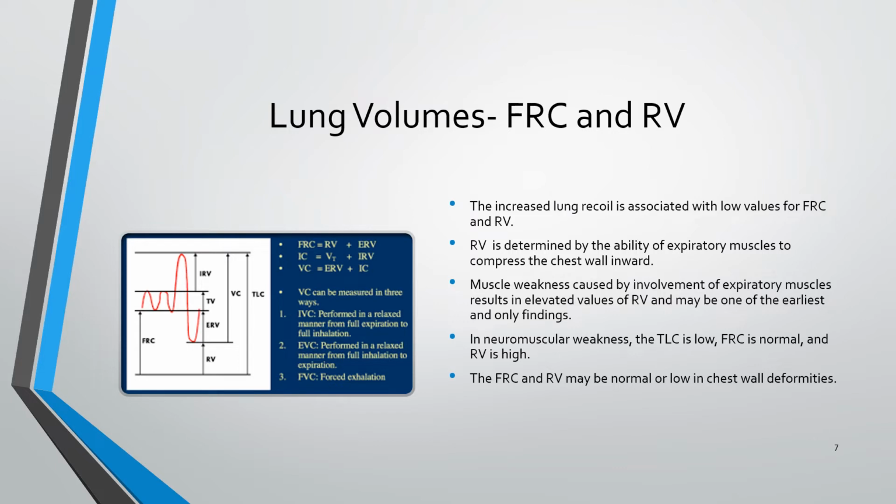In neuromuscular weakness, total lung capacity is typically low, functional residual capacity is normal, and RV is high. And why is the RV high? It's high because the patient doesn't have the ability to compress the chest wall and remove all the air. So this is a little bit how lung volumes become very important in this population.